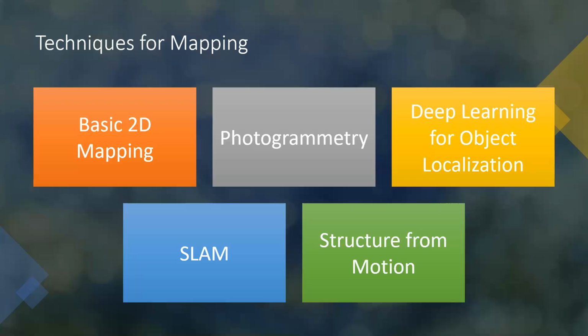So I'm going to cover the 5 techniques I talked about earlier. I'm going to do some basic 2D mapping, some photogrammetry, deep learning for object localization, and then how we could possibly use that for mapping, SLAM, and structure from motion. And I'll do a little bit of comparison between a couple of them and some applications toward the end.